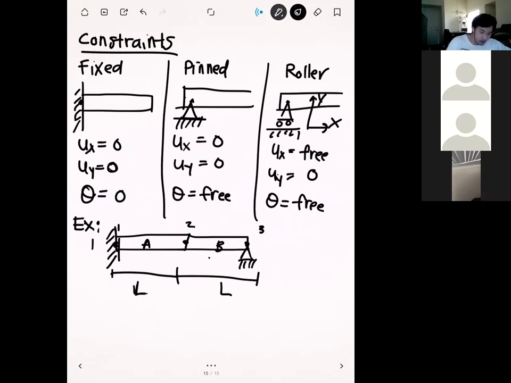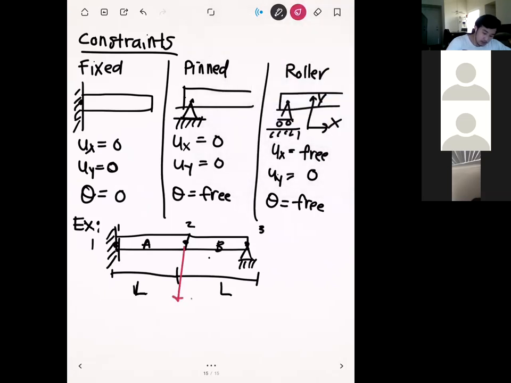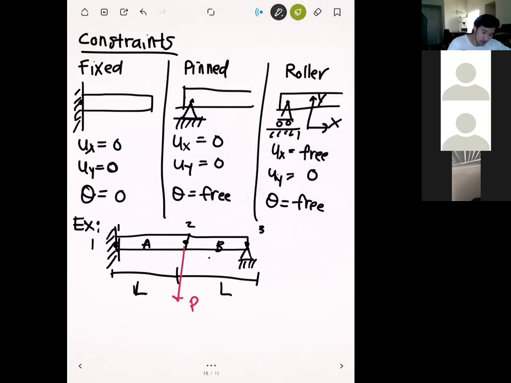And then let's talk about the load. Let's say that we have a force going downwards, like this. And then we also have a moment that we're going to apply, and it's going to be counterclockwise, just like that.